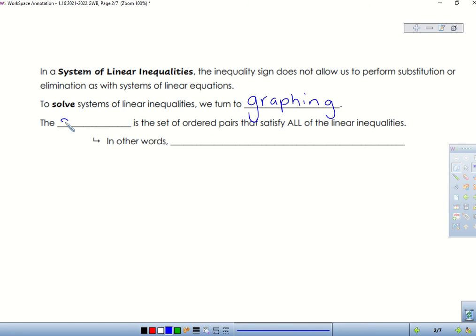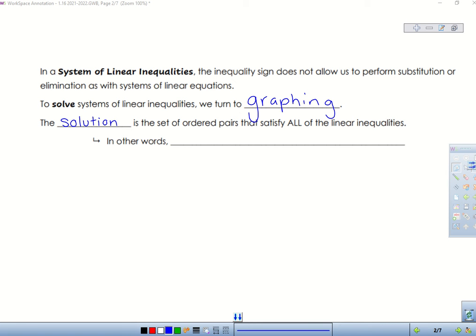The solution is the set of ordered pairs that satisfy all the linear inequalities. In other words, the region where they overlap. So I'll write that down in a second.